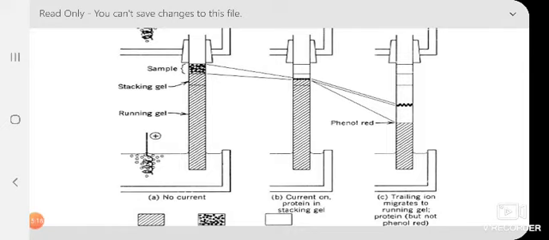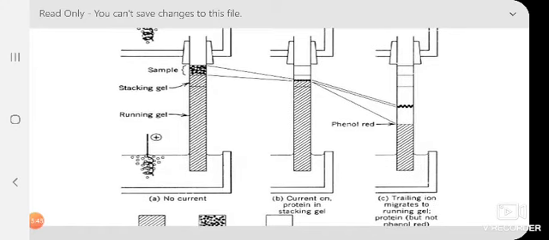Now, once these three anions are entering the stacking gel, the glycinate ions encounter a low pH condition. That means glycinate was at pH 8, now it is at pH 6.8. Because of that, the equilibrium shifts towards the zwitterion. Because of the zwitterionic form of glycinate, it cannot move. You know that the zwitterionic form cannot carry any charge, so it becomes immobilized. Because of this immobility, glycine will be the trailing anion.